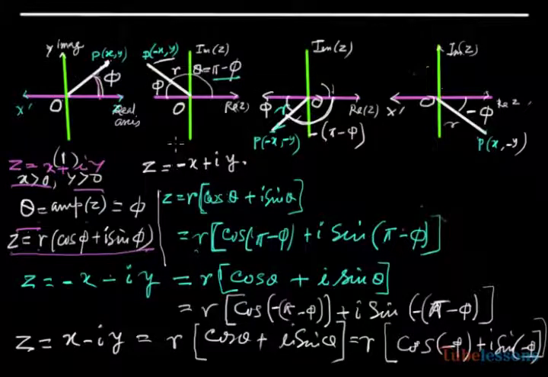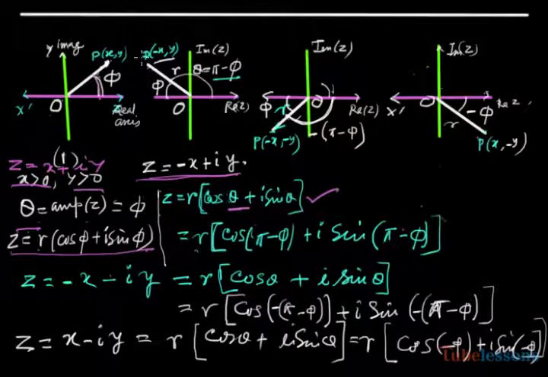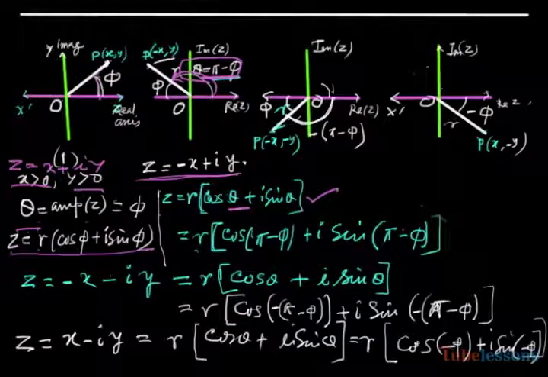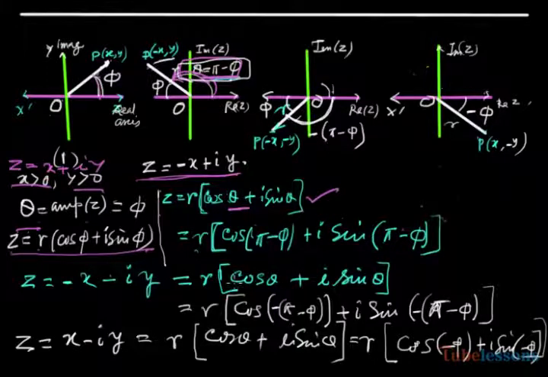In the second case, when z lies in the second quadrant, it is in the form z equal to minus x plus iy. So here z is equal to r (cos theta plus i sin theta). This is the polar form. But here theta is equal to pi minus phi, where phi is an angle less than 90. So it becomes in this form.